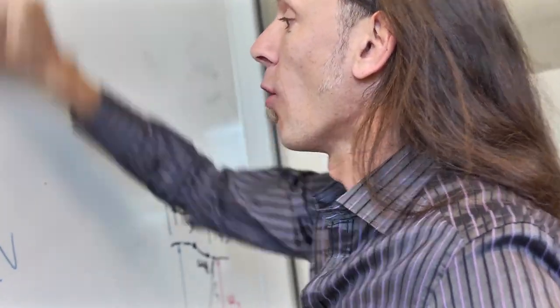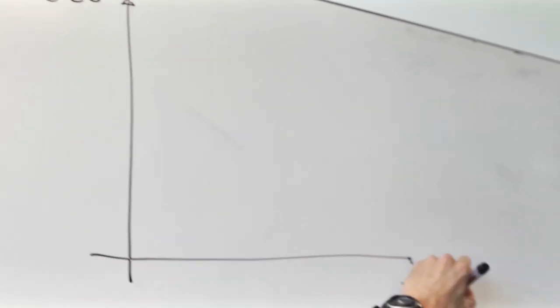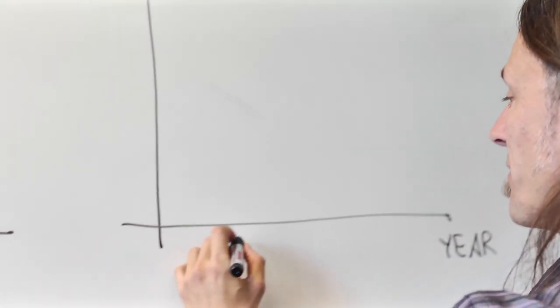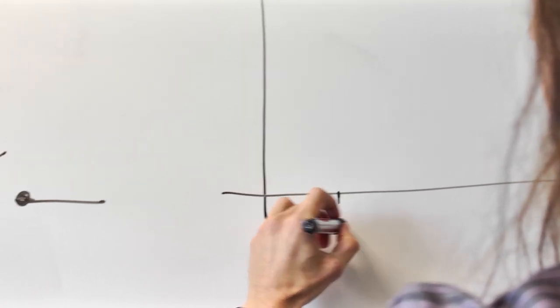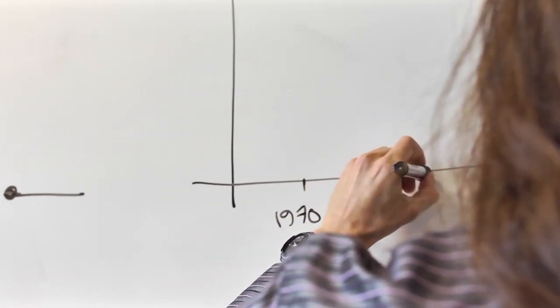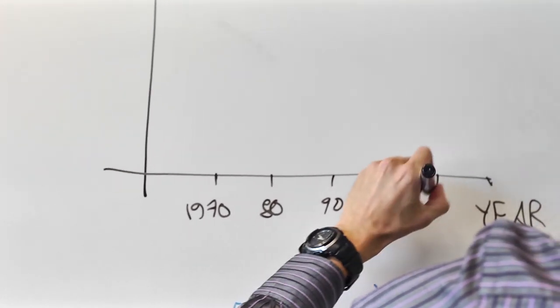So if you make a plot of the size versus year, now we should look it up on a proper table, but I'm kind of inventing here. So let's say, let's start from the 70s, 80s, 90s, 2000, 2010.